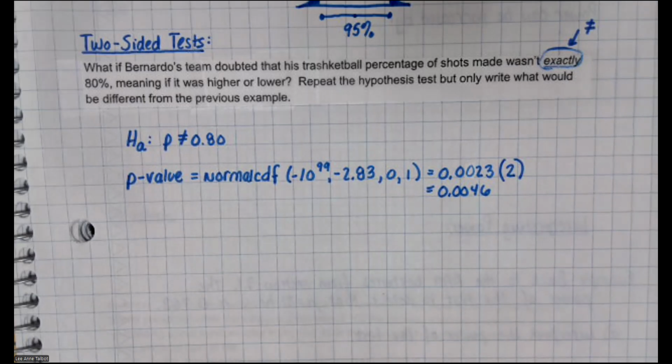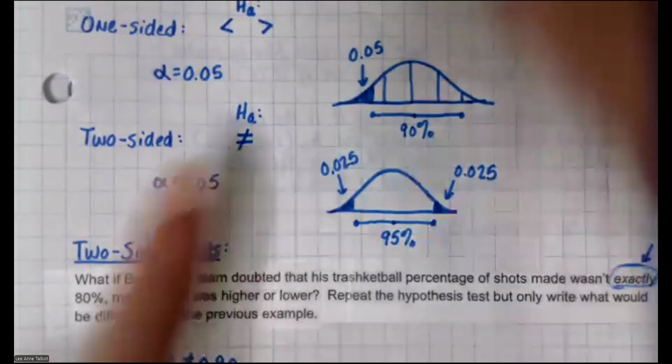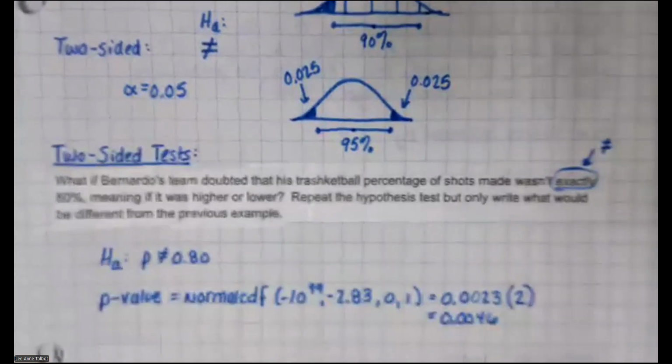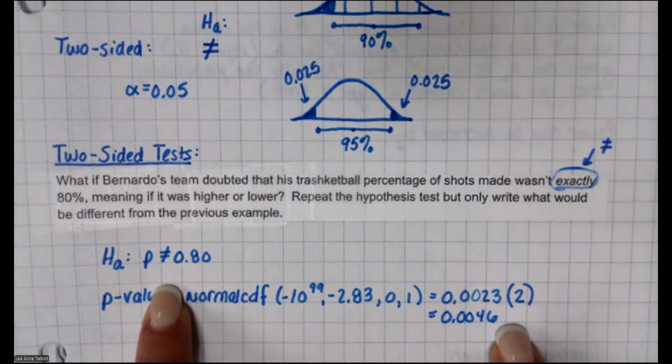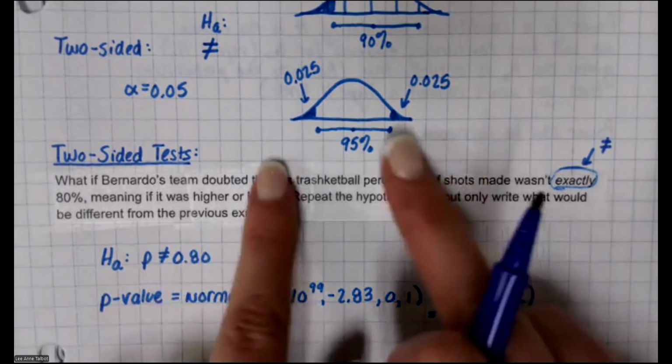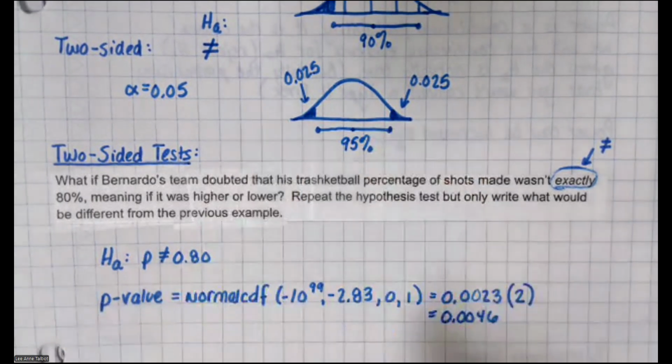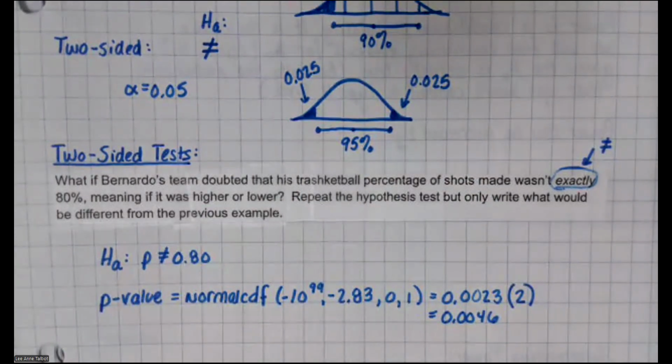That's it. Yeah. So if you have a situation with not equal to, change the Ha, multiply the p-value by 2. And that's because there's 2 areas. That's all I have for you.